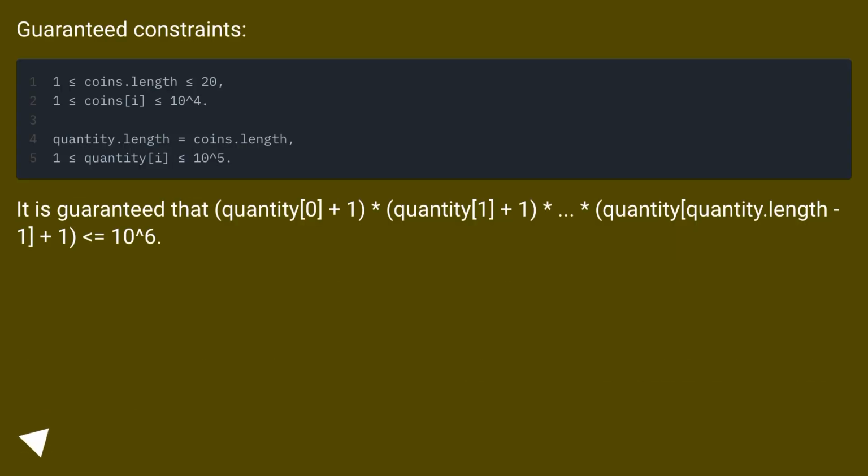Guaranteed constraints. It is guaranteed that (quantity[0] + 1) * (quantity[1] + 1) * ... * (quantity[length - 1] + 1) is at most 10 to the power of 6.